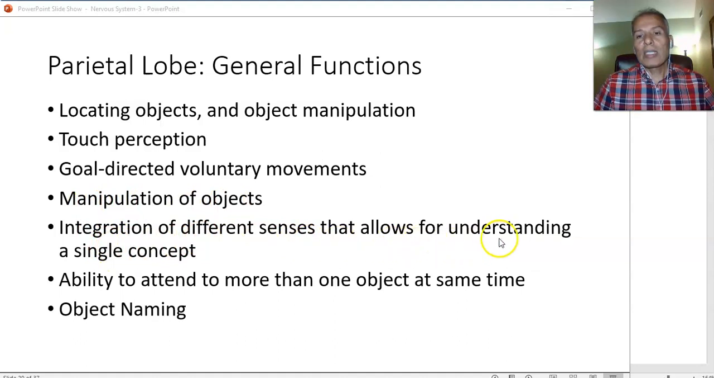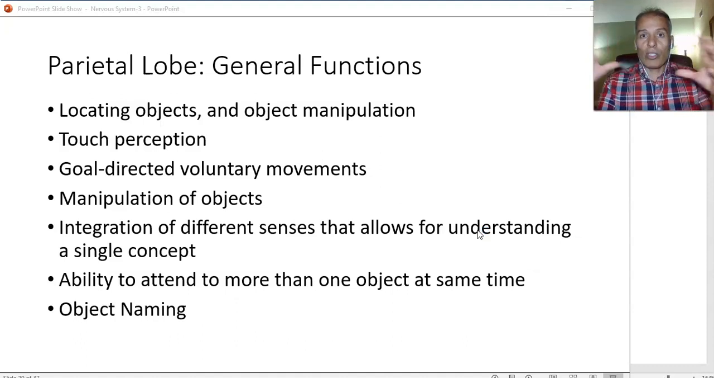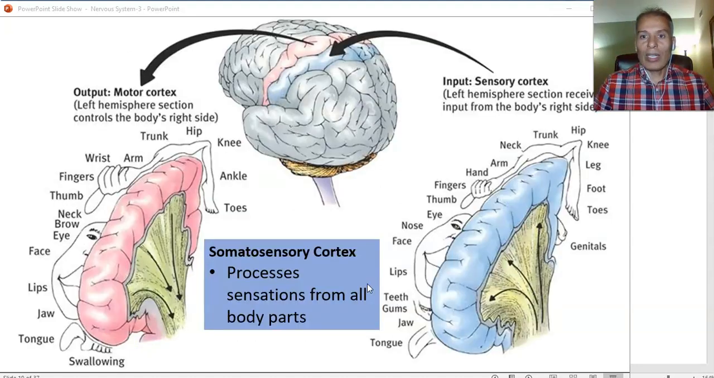So this is what I mean by manipulating objects. Integration of different senses allows for understanding of a single concept as a whole, and that comes from the somatosensory association cortex, which pulls information from different sources and gives you a complete meaning. The ability to attend to more than one object at the same time is a component of dual attention. There's a major pathway that goes from the parietal cortex to the frontal cortex, and this major pathway is a central piece of your intelligence.